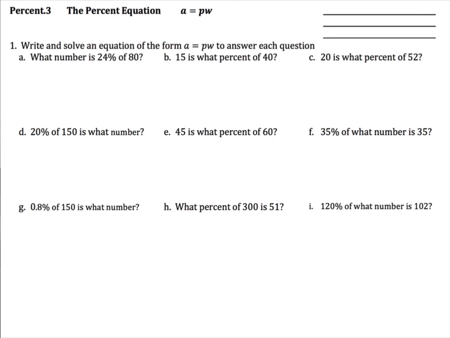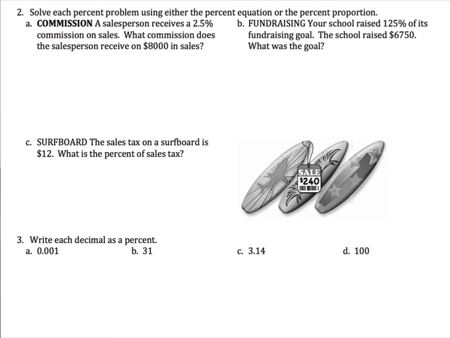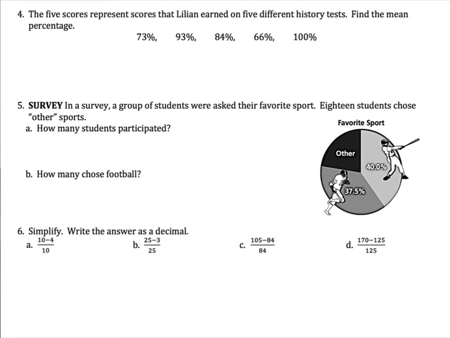All right, in the practice, number 1, you're just doing a bunch of percent equation examples using the percent equation, which is written right here. Number 2, looks like you've got some situation problems dealing with the percent equation. Number 3, you're going to change each decimal to a percent. Move the decimal twice, throw a percent sign on it. Number 4, you're going to find the mean of 5 test scores that Lillian earned in her history class. Number 5, you've got a survey and the information is put in a circle graph.